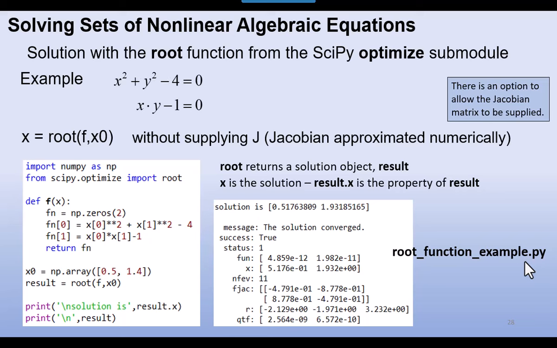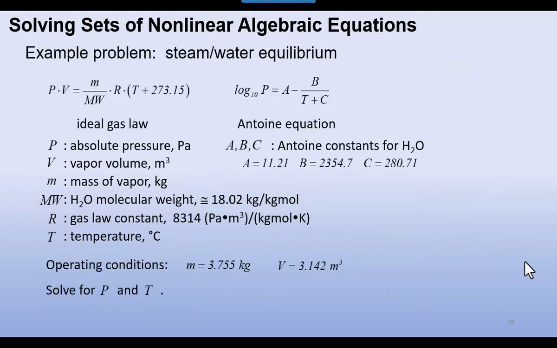Okay, on to our final example here in this segment, and we're going to take a look at steam-water equilibrium. This type of information would quite often be obtained from something called the steam tables in tabular form, but we can get a pretty good approximation using the ideal gas law and also using an Antoine equation for the vapor pressure of water. And that's these two equations here.